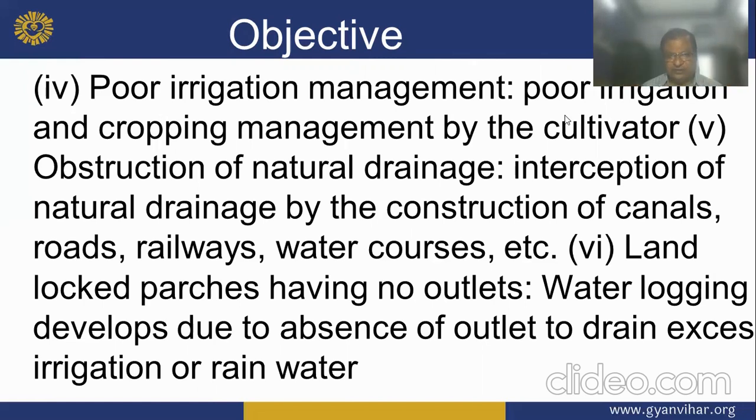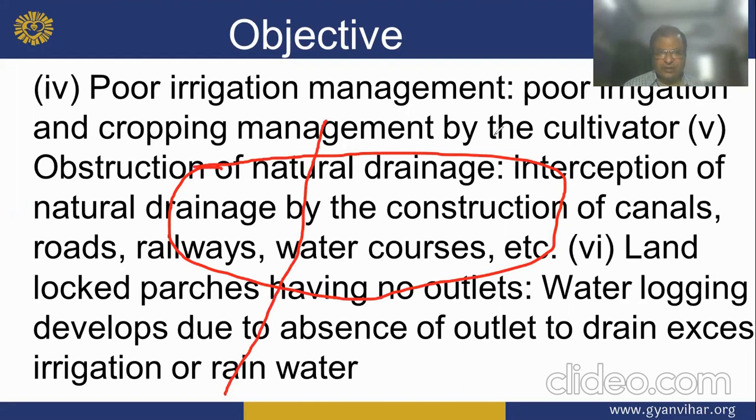Landlocked patches have no outlet, so waterlogging develops due to absence of an outlet to drain irrigation or rainwater. Suppose this area has full water due to rainfall. Here a rail line is passing, here another structure is passing. So it will be logged with water.